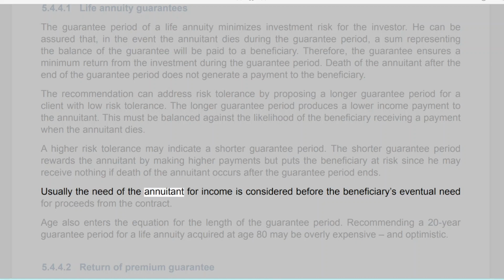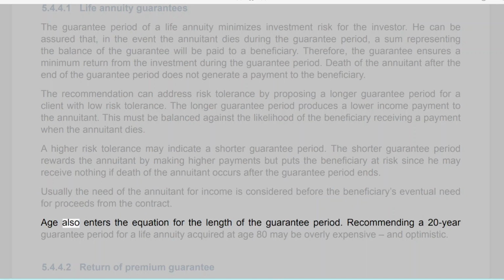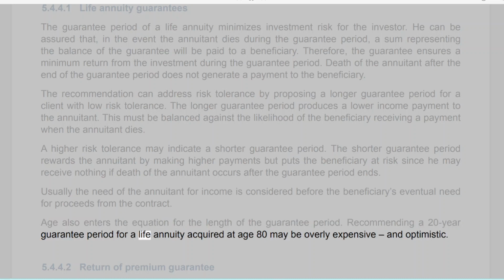Usually the need of the annuitant for income is considered before the beneficiary's eventual need for proceeds from the contract. Age also enters the equation for the length of the guarantee period. Recommending a 20-year guarantee period for a life annuity acquired at age 80 may be overly expensive and optimistic.